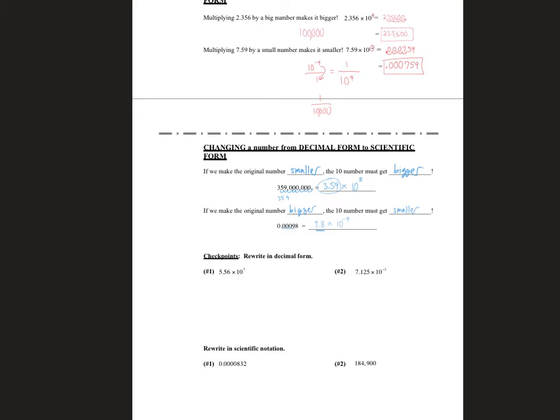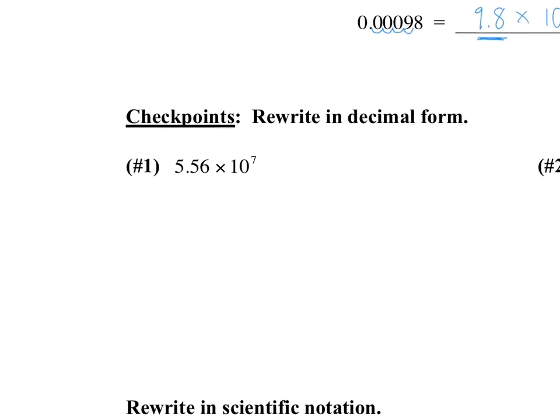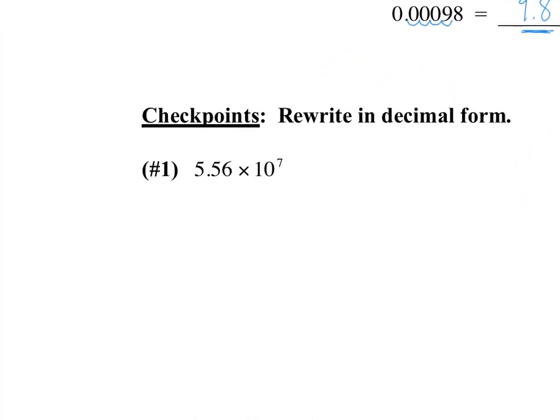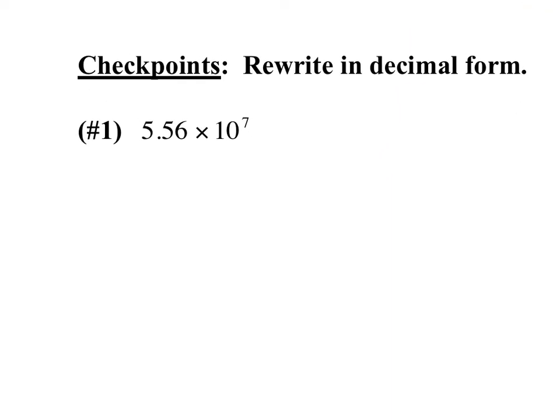All right, welcome back. So we'll go back to red because that's what we were doing for the first ones here. It says rewrite in decimal form. We have it in scientific notation, and we're writing it in decimal form. So we have 5.56 times 10 to the 7th. Are we multiplying 5.56 times a big number or a small number? We're multiplying it by a big number. 10 to the 7th is a big number. It's 1 with 7 zeros.